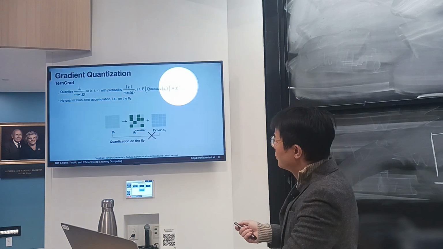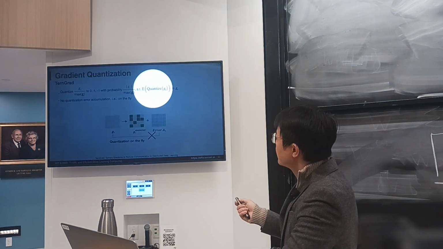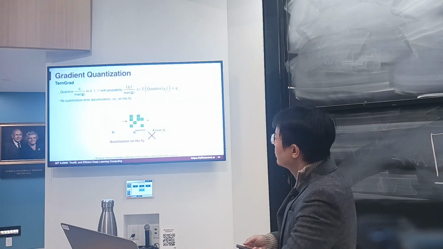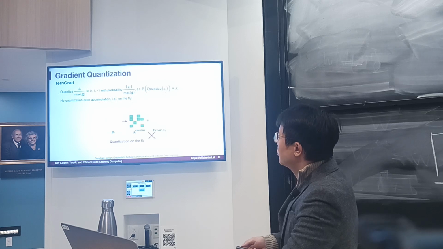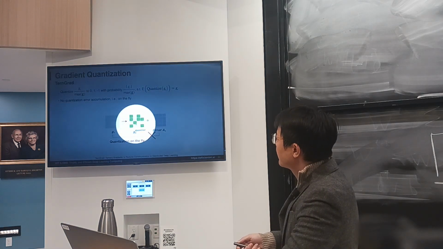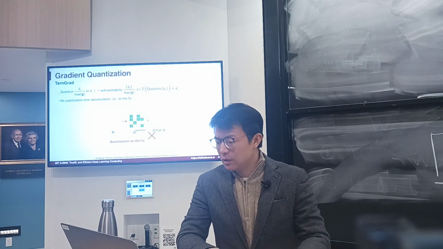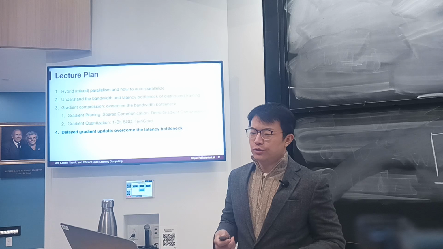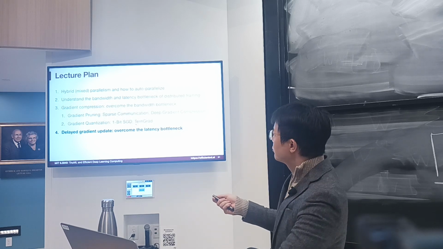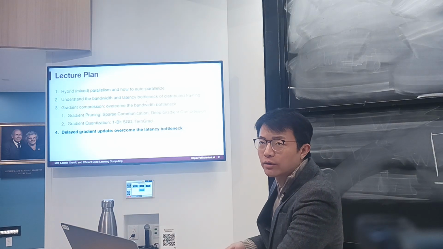So there is no quantization error accumulation, since the expectation is matching in this way, that's guaranteed. So we don't need to accumulate the error. We can do iteration by iteration. It's independent. It's done on the fly. So this is TernGrad. All right. So those are the two solutions for gradient compression to overcome the communication bandwidth bottleneck.